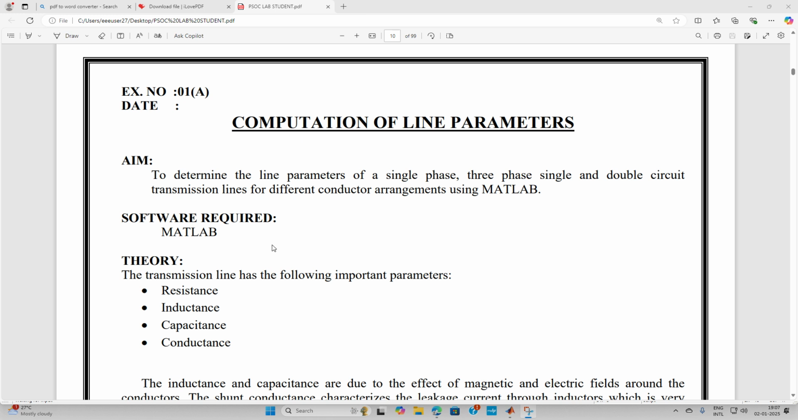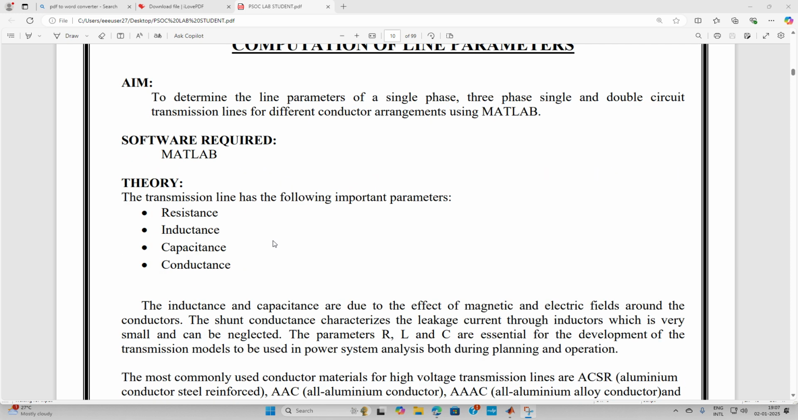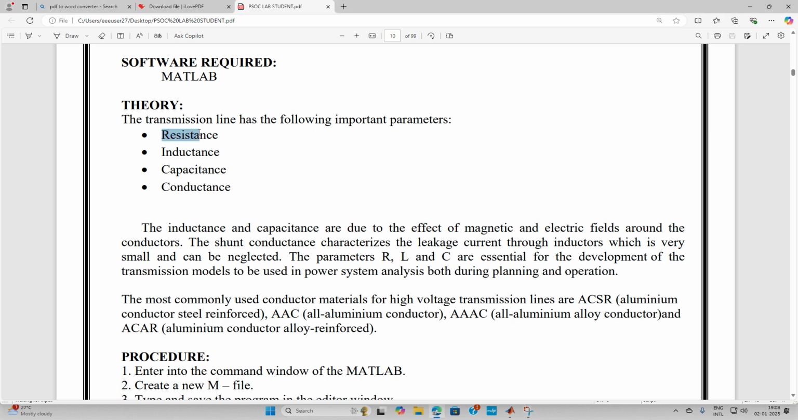So in this MATLAB software, we are going to type the program and get the output one by one. Before that, what are the transmission line parameters? First parameter, resistance. The resistance is the main thing. It acts as a load and opposes the current flow direction in ohms, and the load also utilizes some amount of wattage.